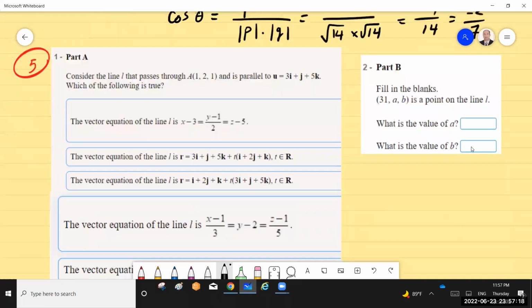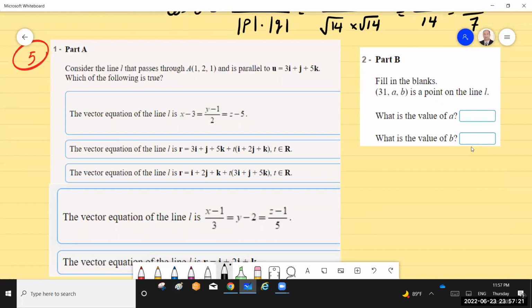Question number 5. Consider the line that passes through A(1, 2, 1) and is parallel to this line. This is a direction vector. This is a point on a line.